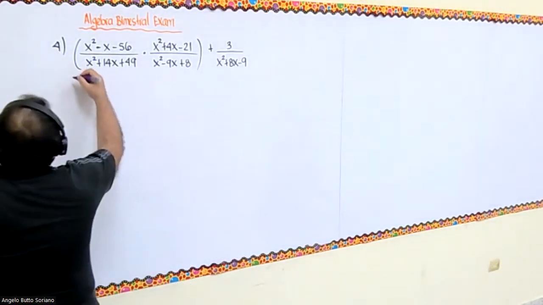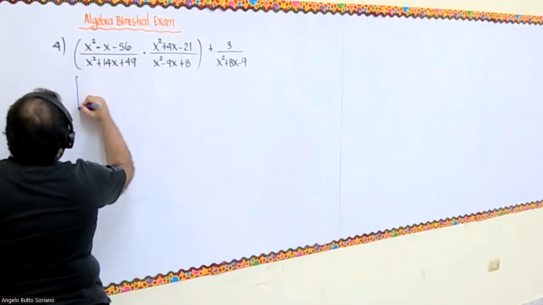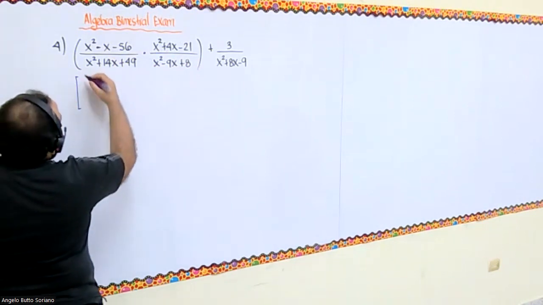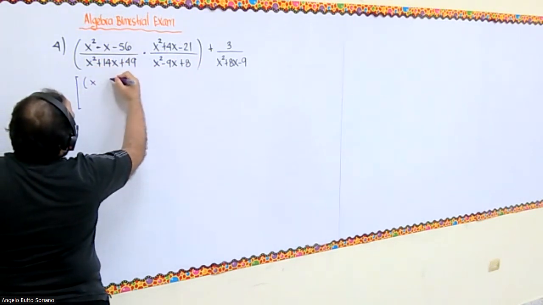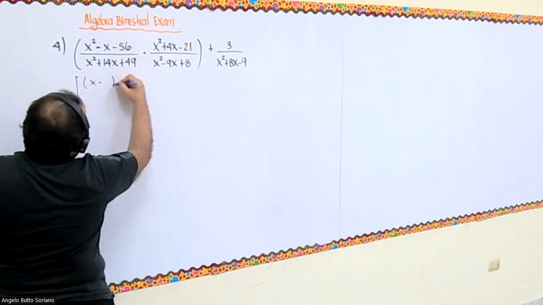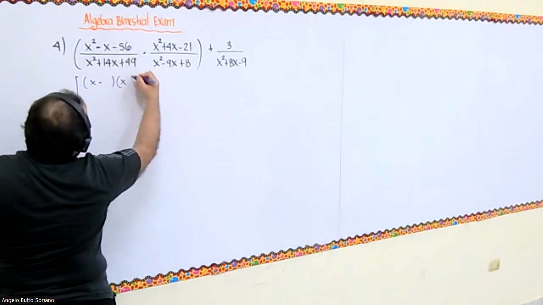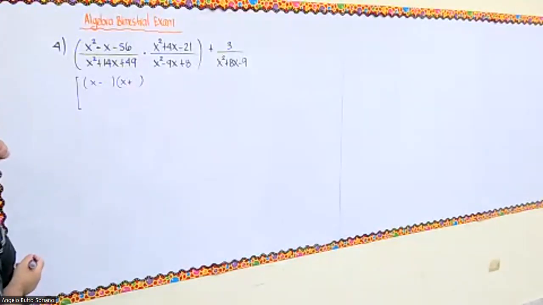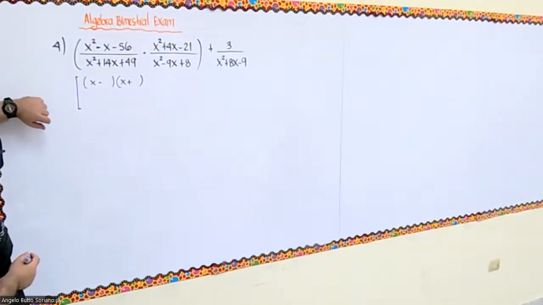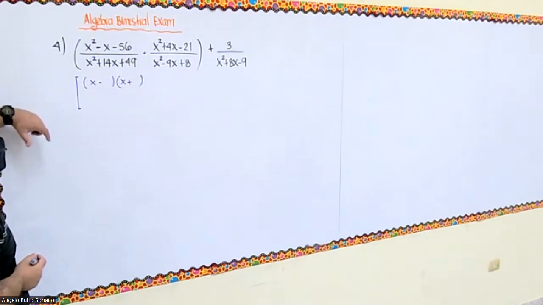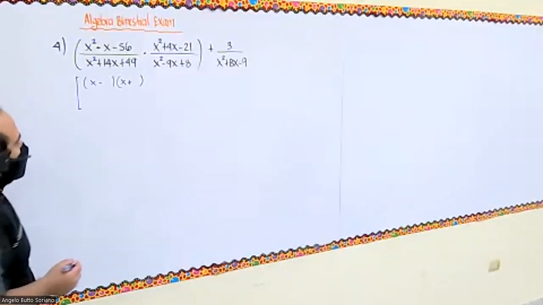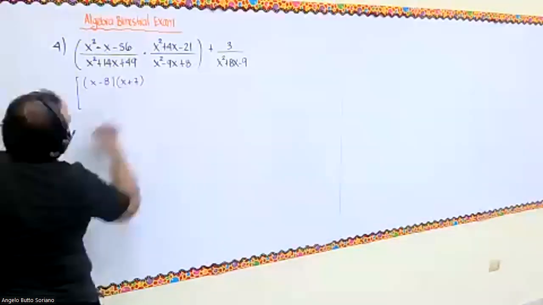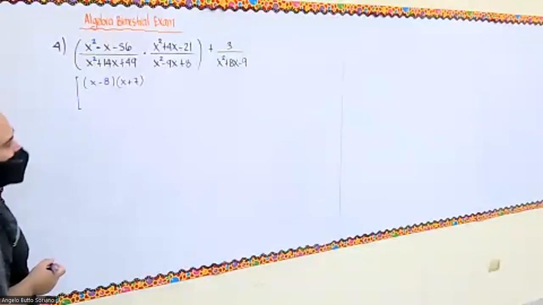Let's see what we got. I'm going to use brackets instead of parentheses because I'm going to use parentheses in every trinomial. In the first one, we can copy x, the first sign, x, the second sign negative times negative is positive, and we have to look for a couple of numbers whose product gives us negative 56 and at the same time whose subtraction gives us negative 1. Obviously, those numbers are negative 8 and positive 7.